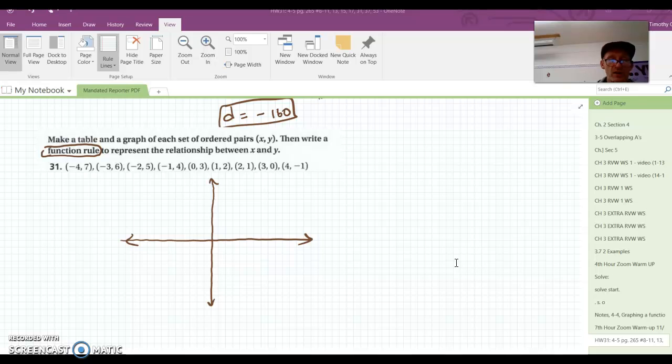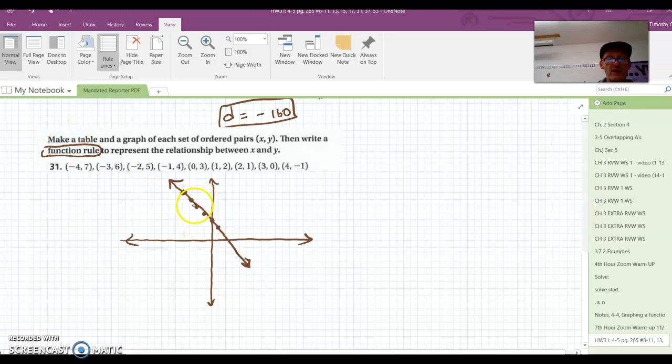Okay, so negative 4, 7, 1, 2, 3, 4, 1, 2, 3, 4, 5, 6, 7. Negative 3, 6. Negative 2, 5. Negative 1, 4. 0, 3. Looks like a nice straight line. 1, 2. I think I'm going to stop there because it's going to be a nice straight line.